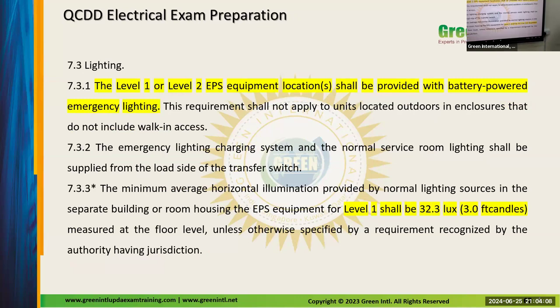32.3, and see here we have two values, 32.3 and the bracketed value. In the entire standard, sometimes they use two units: one is SI units, and another is the pound system, because it's prepared by the USA. That's why they use their own standards, so both values are mentioned here. In your exam, sometimes the option is 32.3 lux, sometimes the option is 3-foot candle. So there is no need to memorize the numbers; just refer to it based on the question.